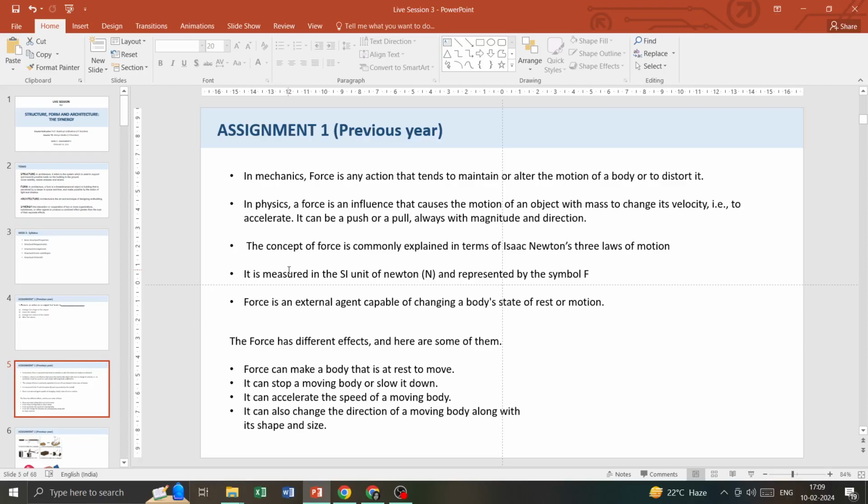It can change the direction of a moving body along with its shape and size. For example, if the ball is coming this way and you kick it in this direction, it changes the direction of the moving body. If you press the balloon, it changes the shape. If you pull a spring, it changes the size of that spring. So these are some of the ways force has effects on different objects.